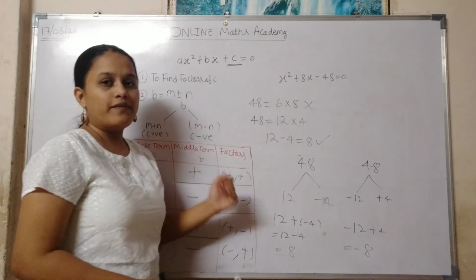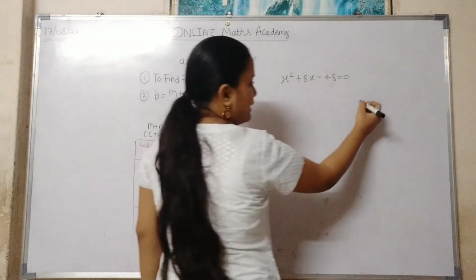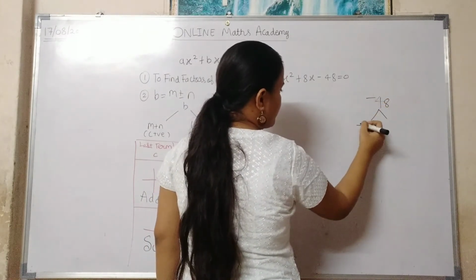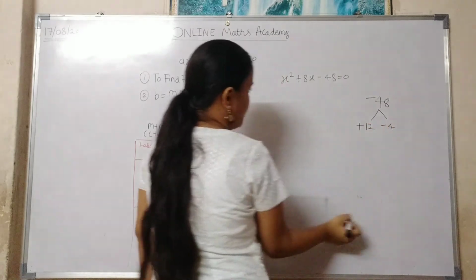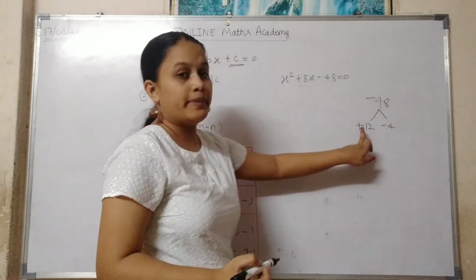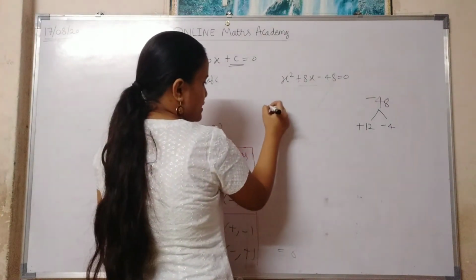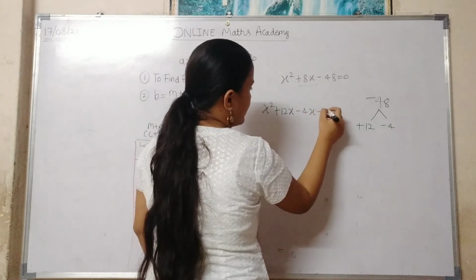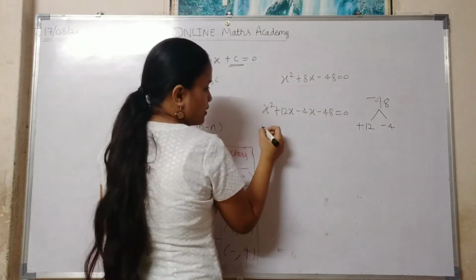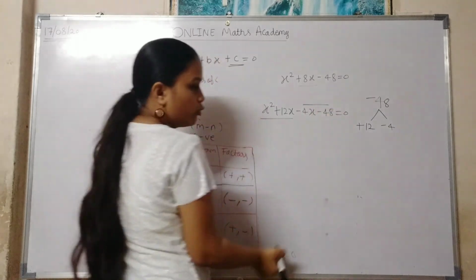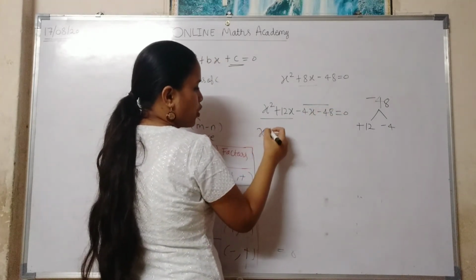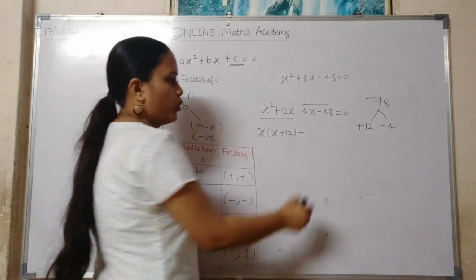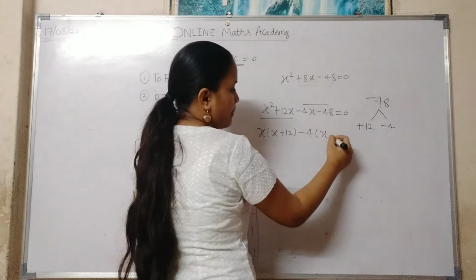So now we will solve it actually. So minus 48, we got the factors as plus 12 minus 4. So this 8 is going to get replaced by these numbers. So x square plus 12x minus 4x minus 48 equal to 0. Now divide it in two parts. Here again we will take x common. I will get x plus 12 minus, here we will take 4 common, x minus 4.